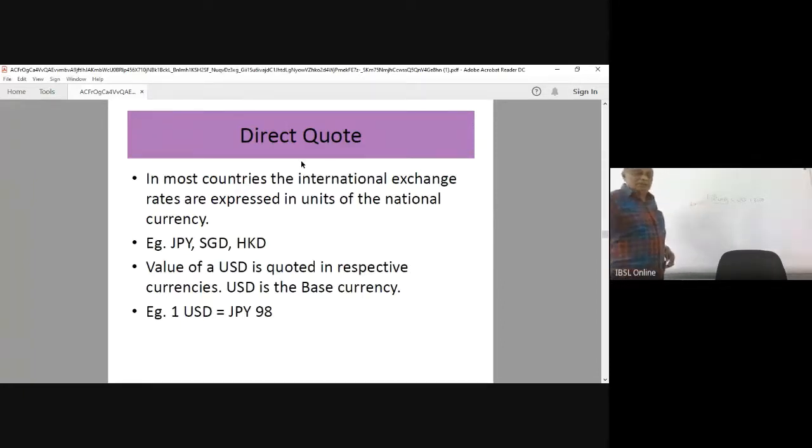For example, 1 US dollar is equal to Japanese yen 98. That covers the direct and indirect quotes.